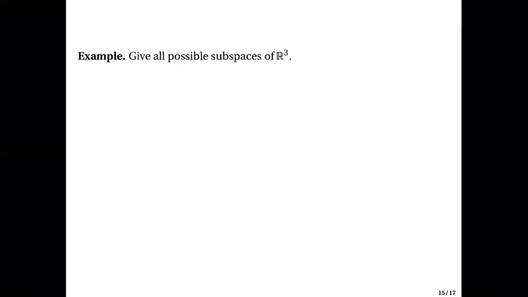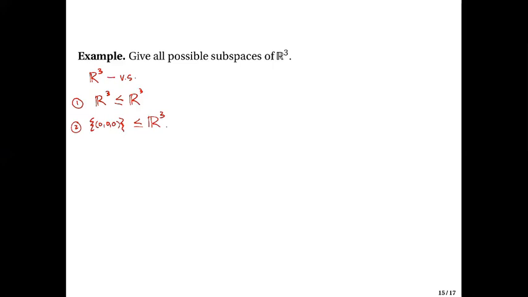Now, example here: give all possible subspaces of R3. I believe this will be my last example for this lecture. So what are these subspaces? Definitely, you have your R3, which is your vector space. R3 is always a subspace of itself, so this is one of the subspaces. Another subspace is the space containing the zero vector only. This is also a subspace of R3. So you have the second subspace.